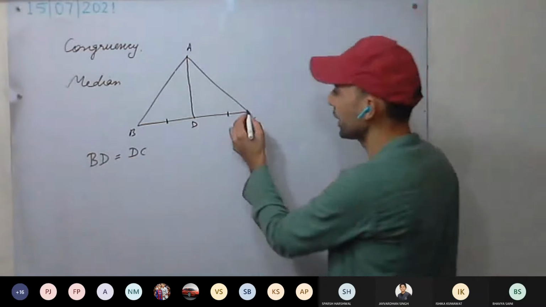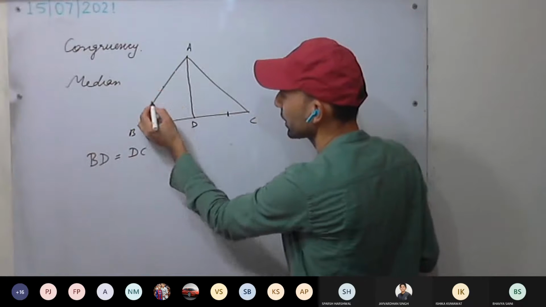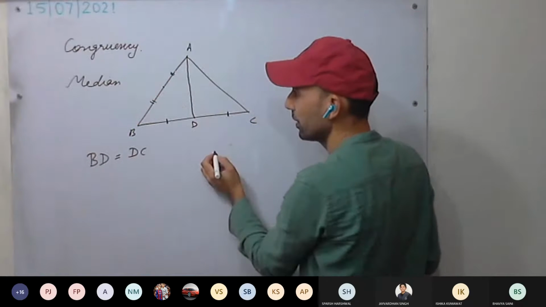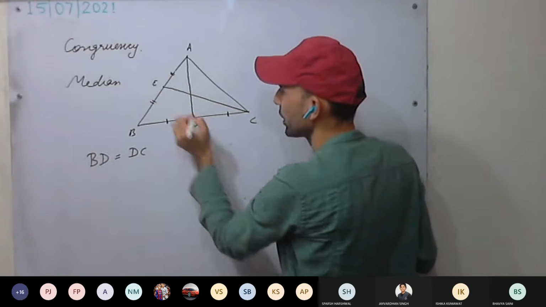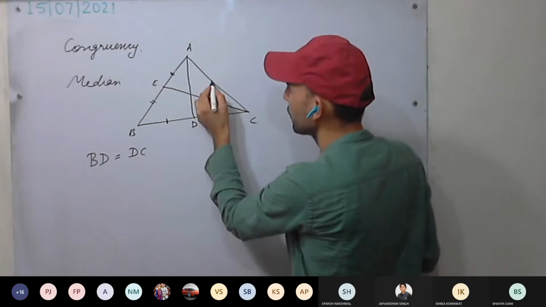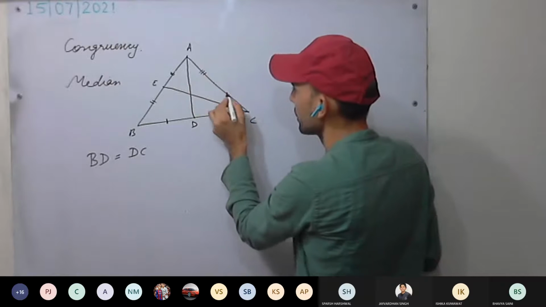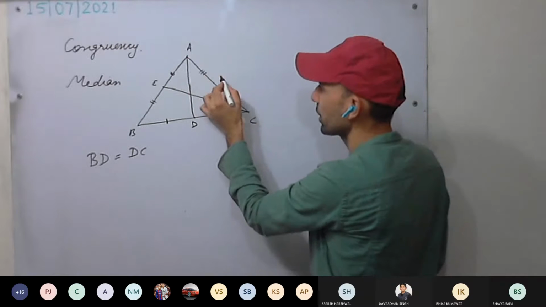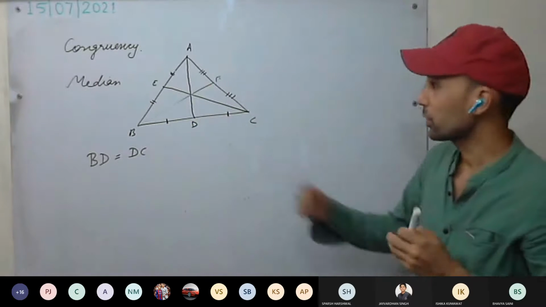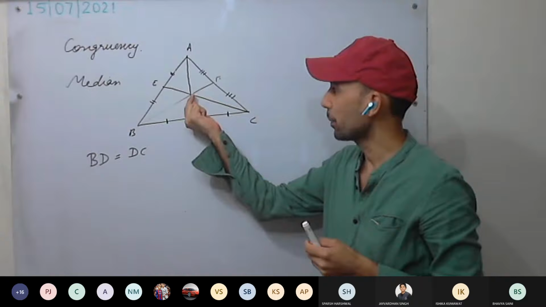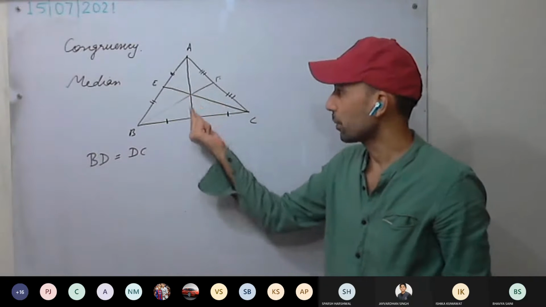Similarly, if we draw the median from C on this side, how do we draw a median? Take the midpoint. These two parts will be equal. It is the midpoint of E if I mark it. Join them. Third, again take the midpoint, these two parts will be equal, and join them. What are you going to see? That all the 3 medians meet at a point.